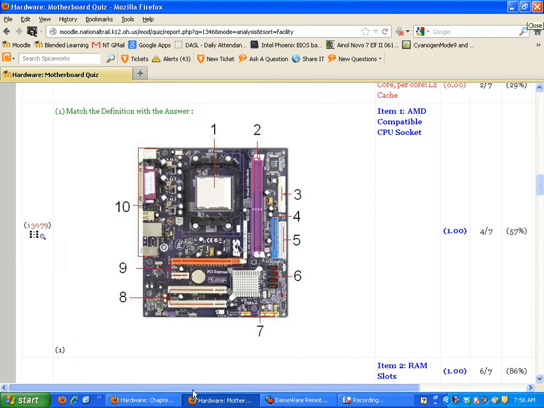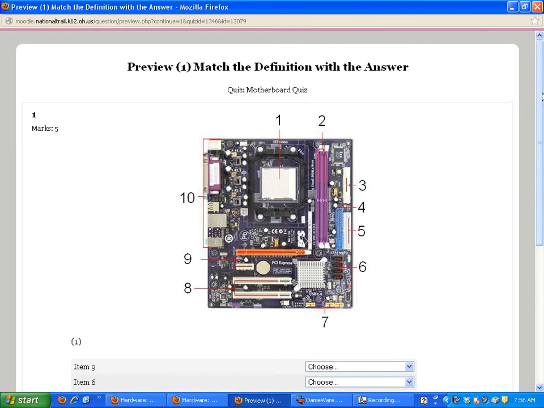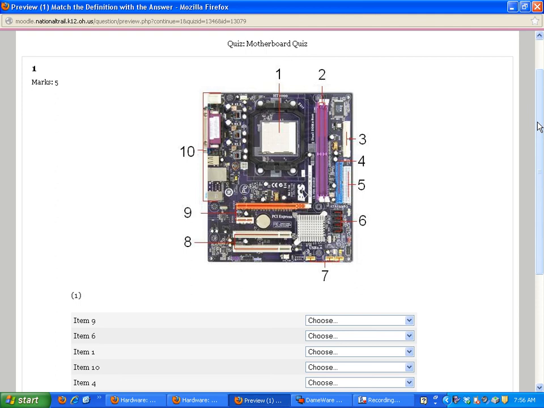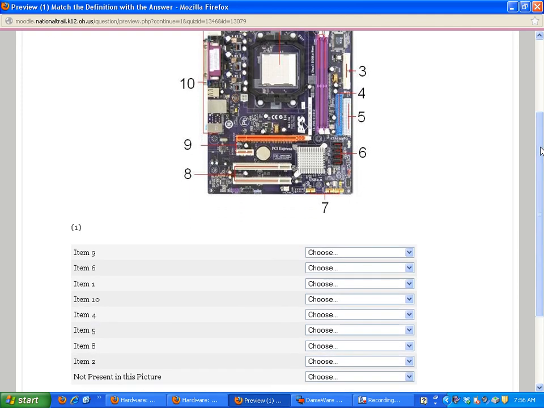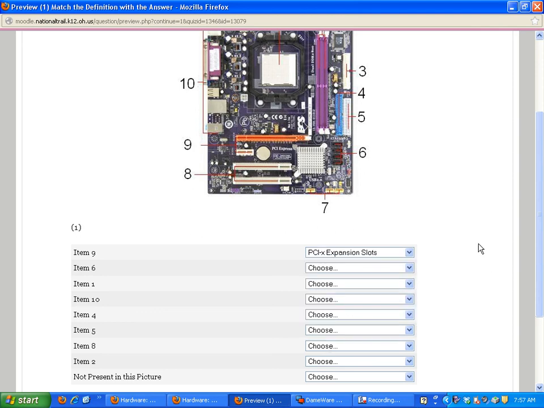Let's see. I'm just going to go over this one, and then we're going to move on to the project, just to do one trip around the motherboard. We'll do it in order of the list down below. Number 9 is pointing to these two things. They're PCI Express. This one's a 1, that one's an 8 or a 16. We don't really know. So 9 is just the PCI Express expansion slot.